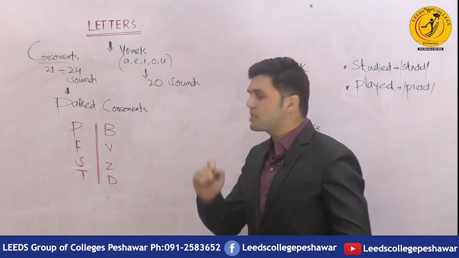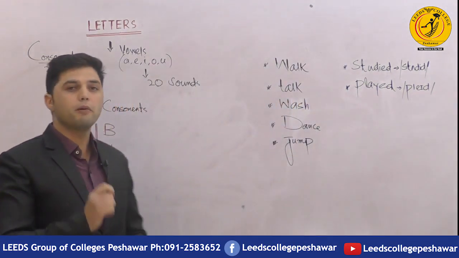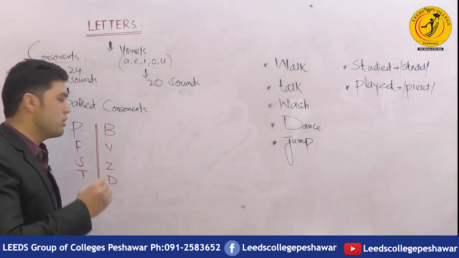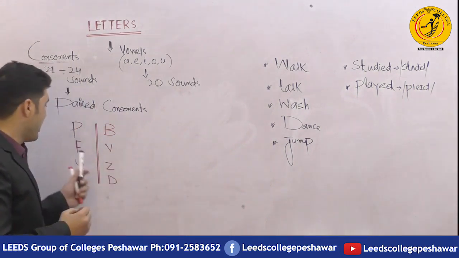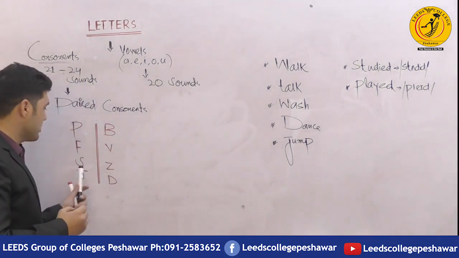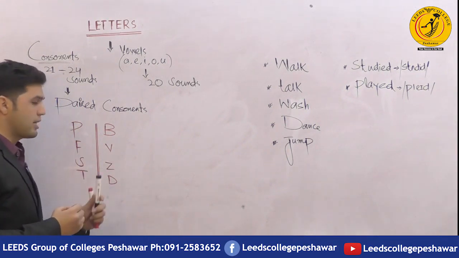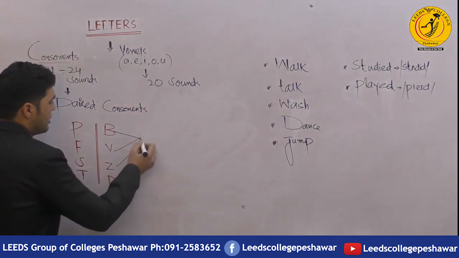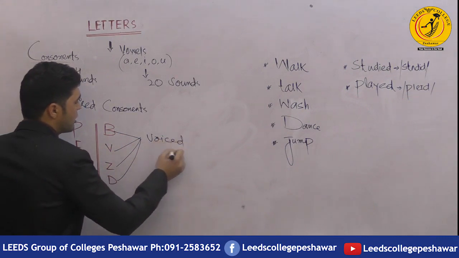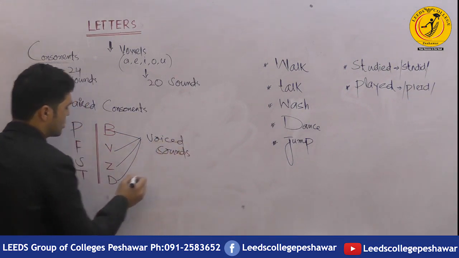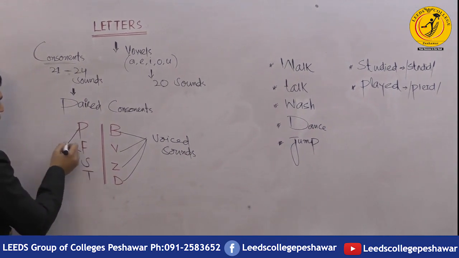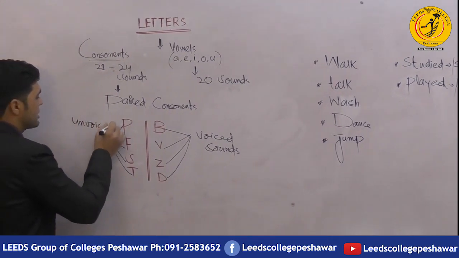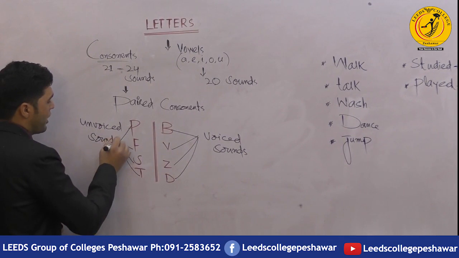My next topic is, if I talk about the pure consonants, these certain sounds: p and b sound, f and v sound, s and z sound, and t and d sound. Now, here, b, v, z, and d are called voiced sounds. And whenever I talk about p, f, s, and t sound, they are called unvoiced sounds.